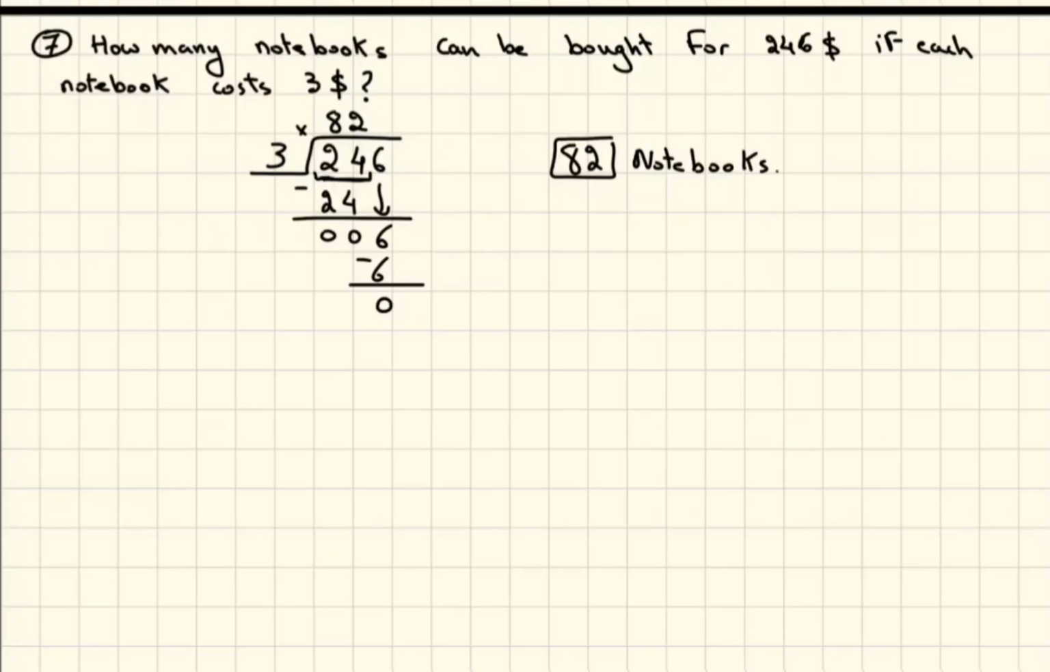Now let's say you're not sure about your answer. Always multiply the number of notebooks by the price of one notebook and this will give you how much these 82 notebooks will cost you. So 3 times 2 is 6, 3 times 8 is 24. So basically, yes, the 82 notebooks, if each has a price of $3, the total amount you should pay for them will be 246, which is the same amount given to us. So if you have extra time, you can double check your answer in this way.